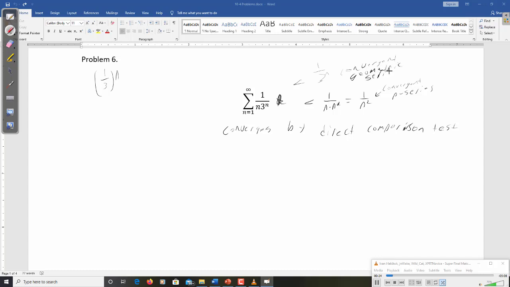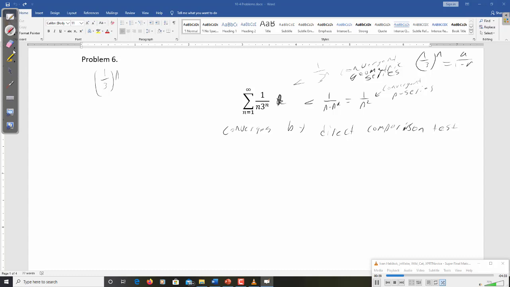Because, like we talked about in, I believe, our first video on series, if the r, which in this case is 1/3, is less than 1 in absolute value, the geometric series must converge, and it would converge to a over 1 minus r, which in that case would be 1 over 1 minus 1/3. But with the n there, that'll affect the sum, so I'm not going to find the sum.